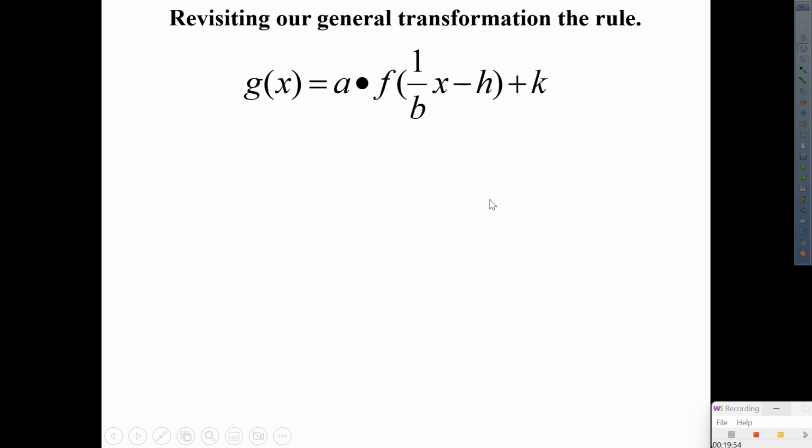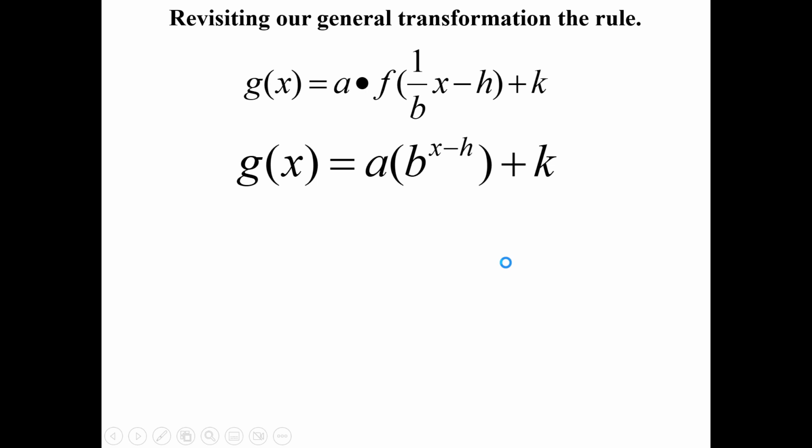g of x equals a times base b to the exponent of x minus h, close parentheses, plus k. And once again, what does k do again, Diego Rosas, just to make sure everybody sees it through the same lens? Up and down, h, side to side, b, stretch and compress horizontally, and a, stretch and compress vertically. Okay.